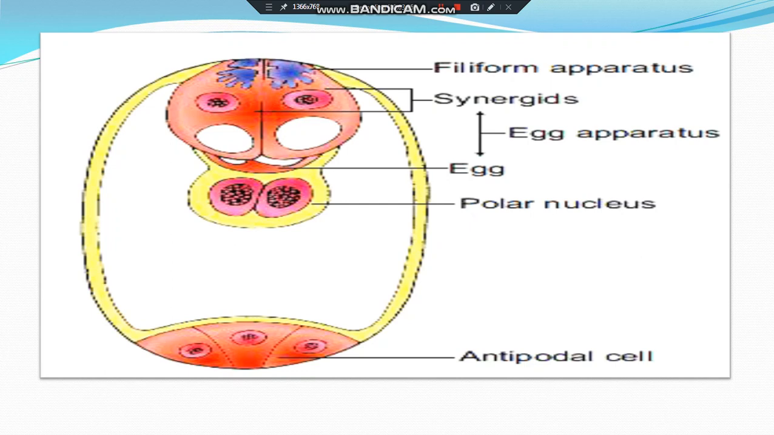2 synergid cells and 1 egg cell together are called egg apparatus, and filiform apparatus is present. A special cellular thickening is called filiform apparatus of synergid. It helps in the absorption and conduction of nutrition from the nucellus to embryo sac. It also guides the pollen tube into the egg. A mature embryo sac contains 7 cells and 8 nuclei. So this is the structure of embryo sac.